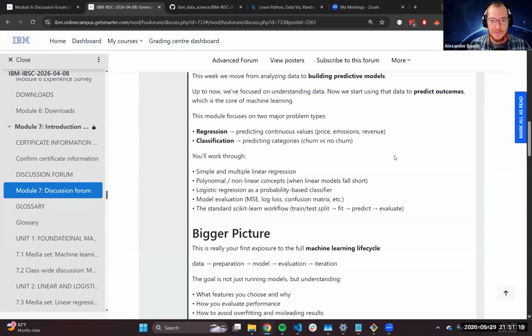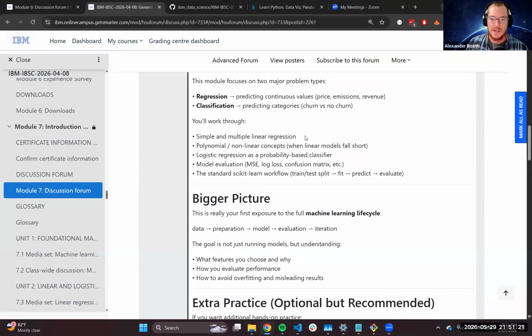Like I mentioned a couple of minutes ago, we're going to be focusing on the two types of supervised machine learning, which is regression, predicting a continuous value such as price, emissions, or revenue, and then classification, which is predicting categories or predicting the probability of a specific category occurring. So the probability of someone churning versus not churning, or surviving the Titanic or not, right?